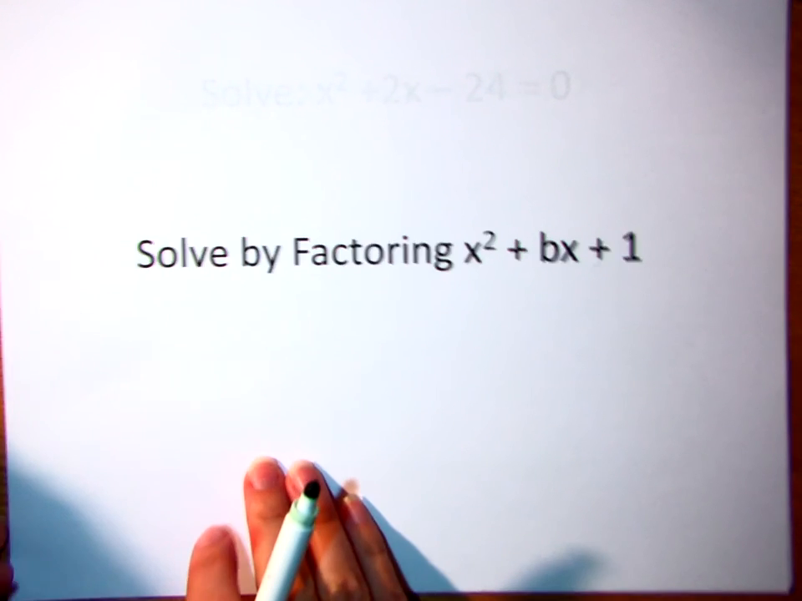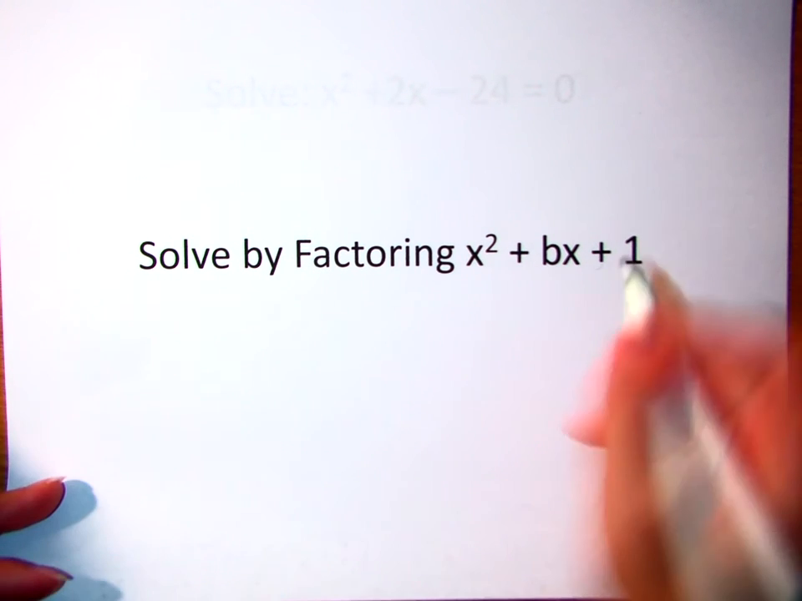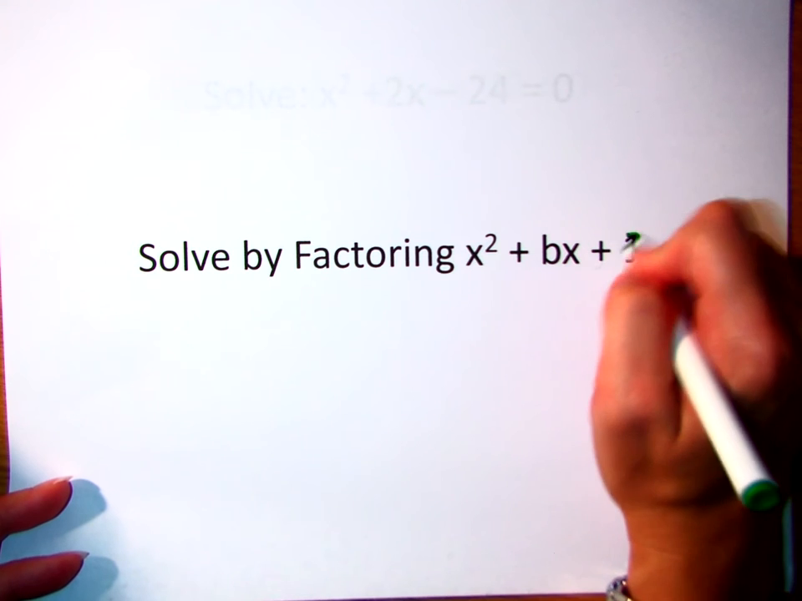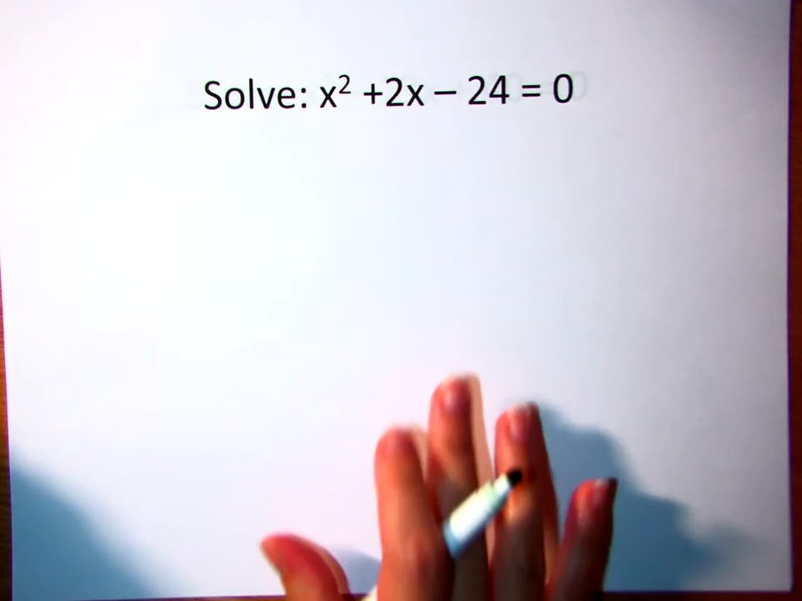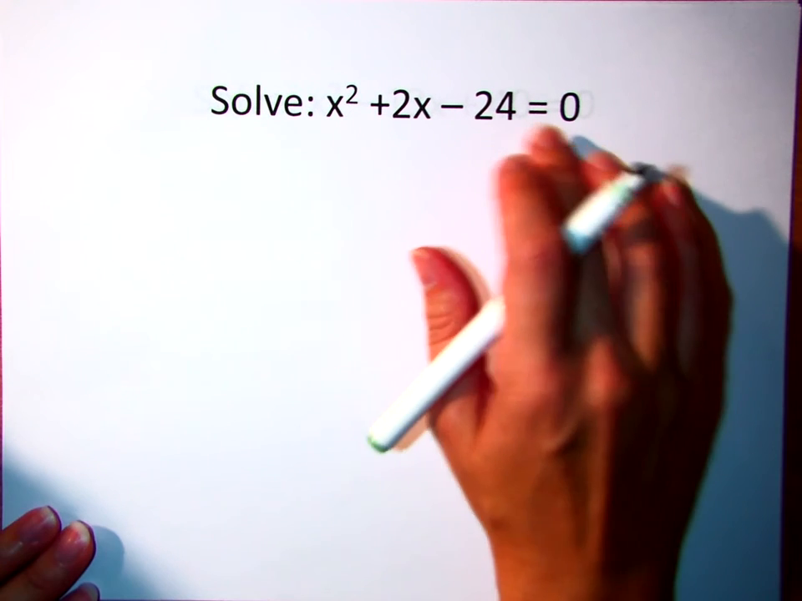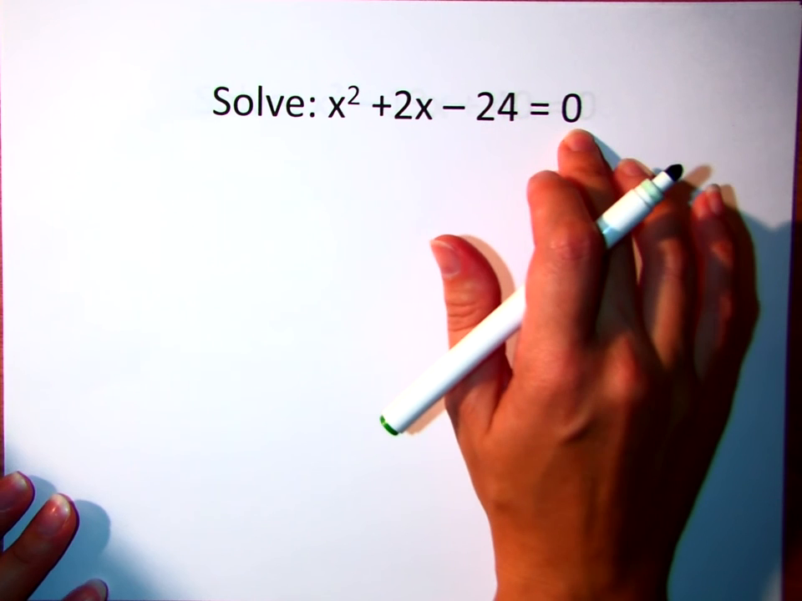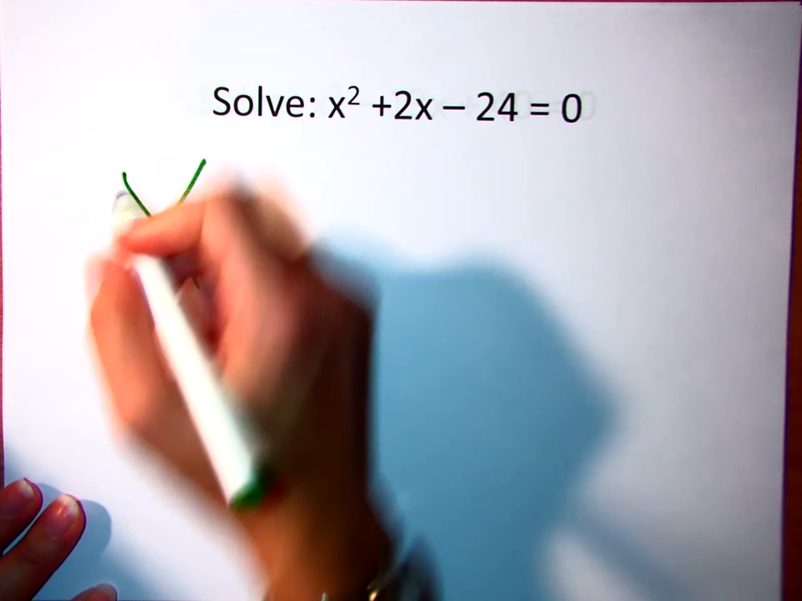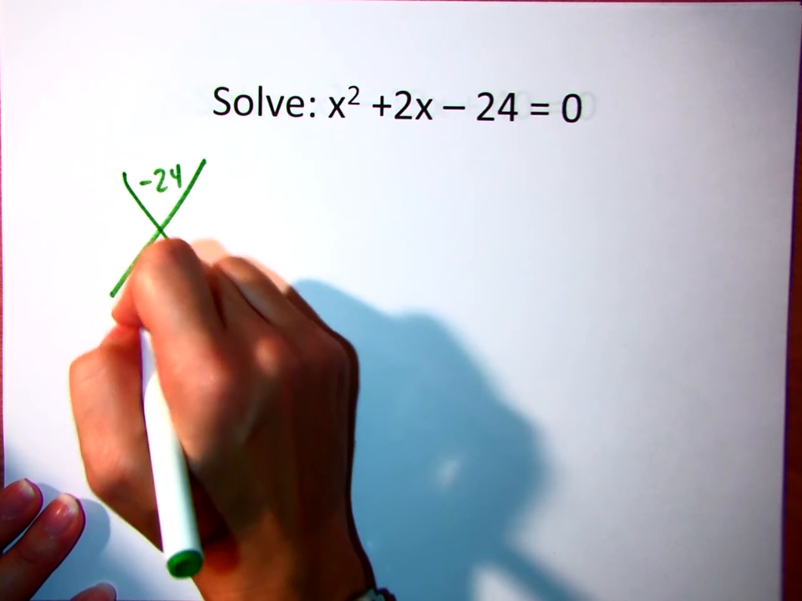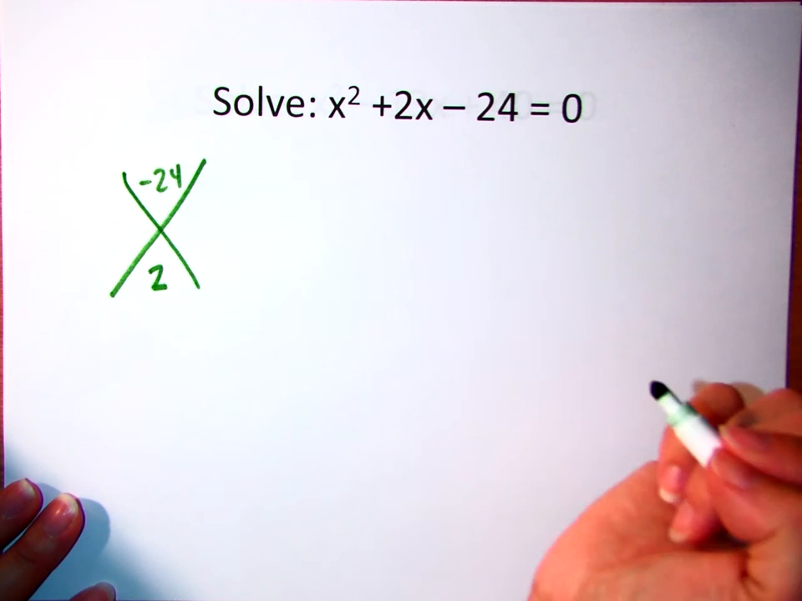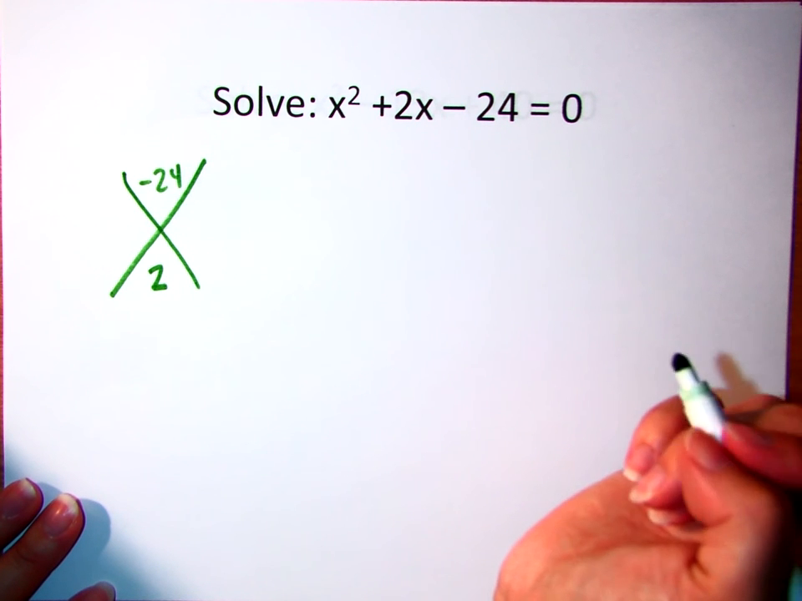In this lesson, we're going to be solving by factoring, and this should say x squared plus bx plus c. So when we are solving, we want to make sure that it's equal to 0. Once it is, we can go straight to our factor x. Two numbers that multiply together to give me negative 24, add together to give me 2.